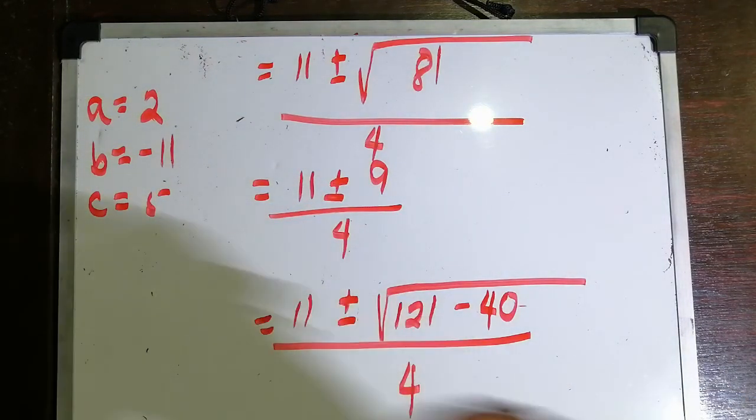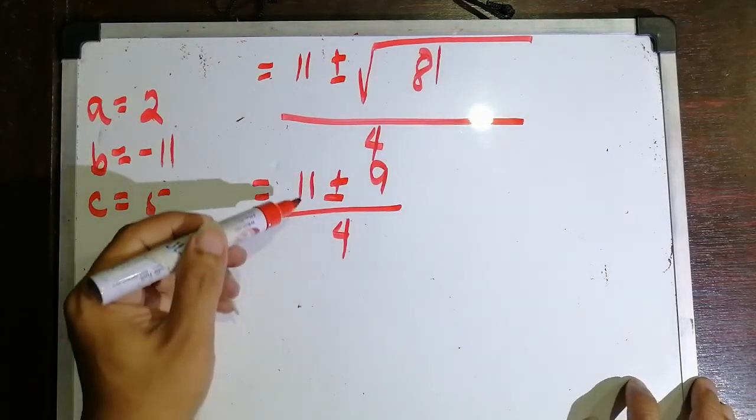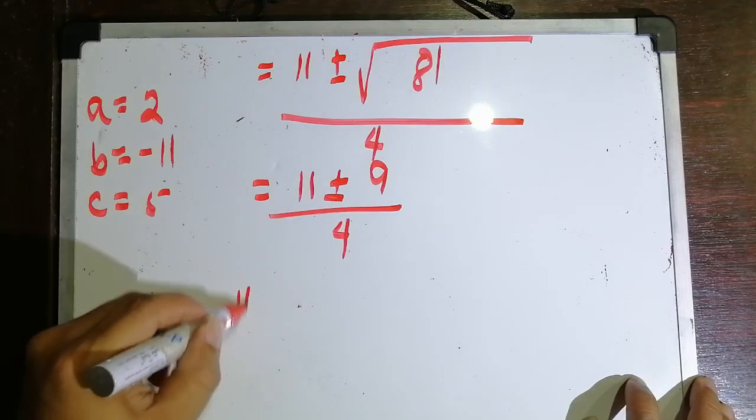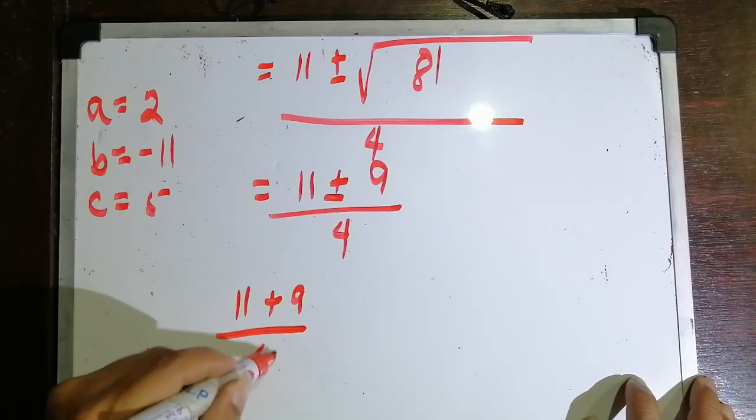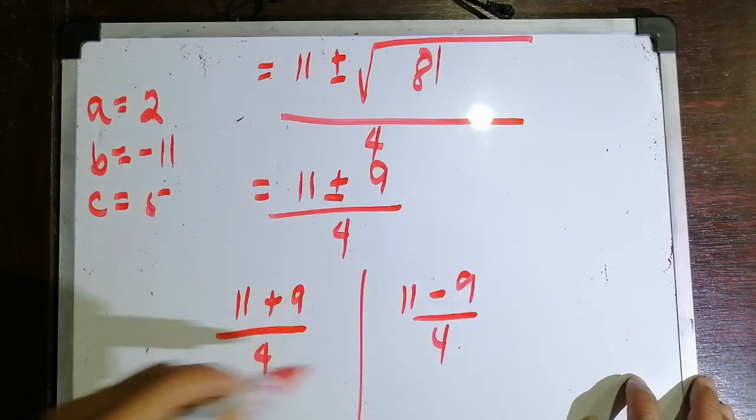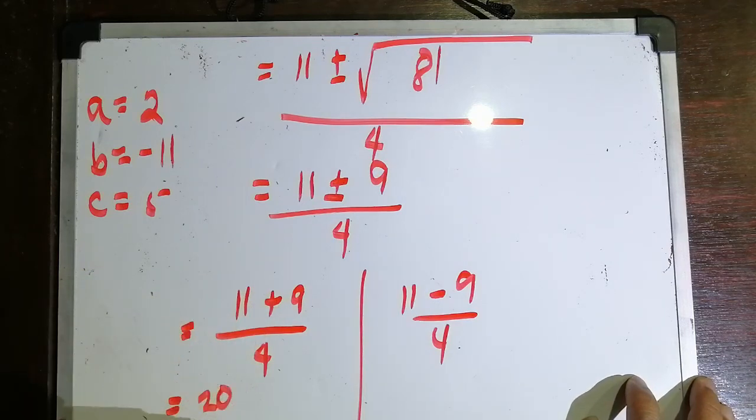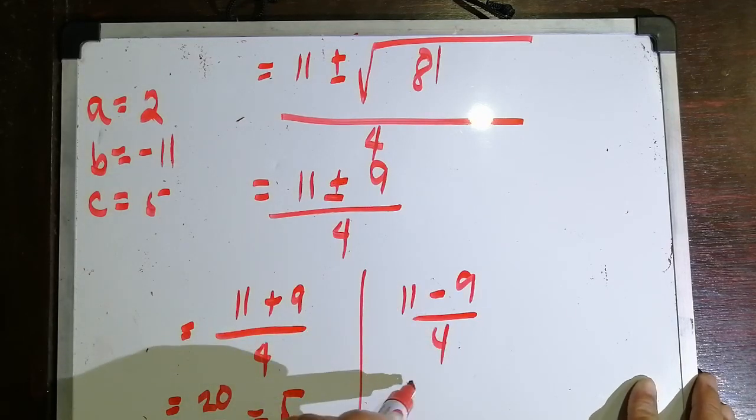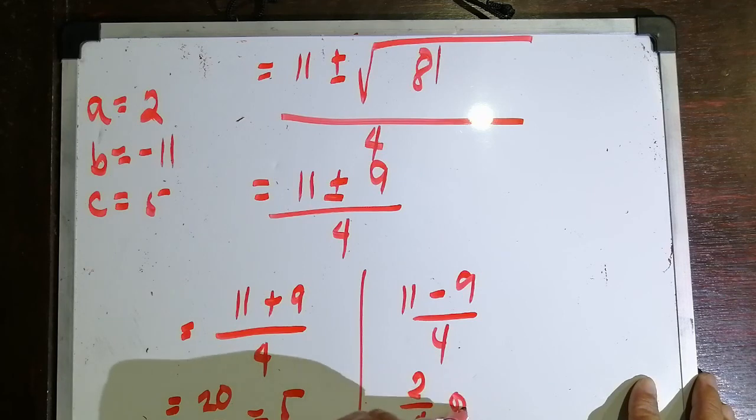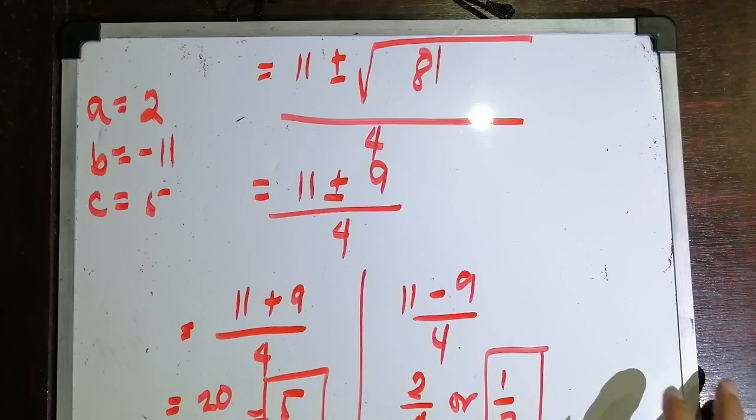Okay, so two solutions pa rin. Kasi nga quadratic equation tayo. So plus minus, so 11 plus 9 over 4. Yung isa 11 minus 9 over 4. So 11 plus 9, we have 20 over 4 or 5. So 11 minus 9 is 2 over 4 or 1/2. So ito yung ating solution. 5 and 1/2.